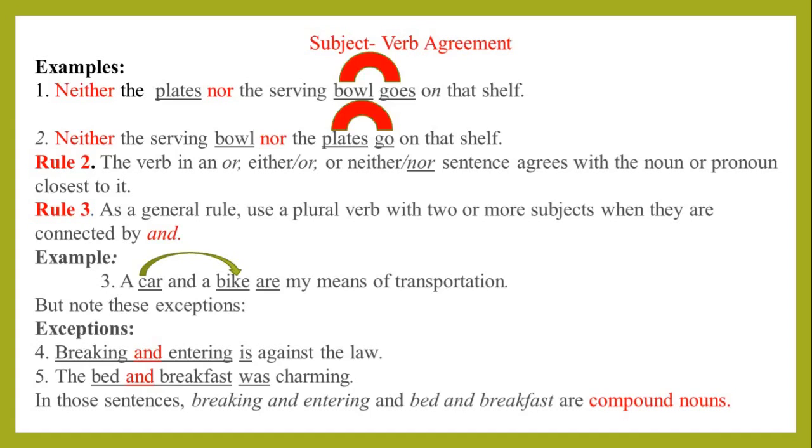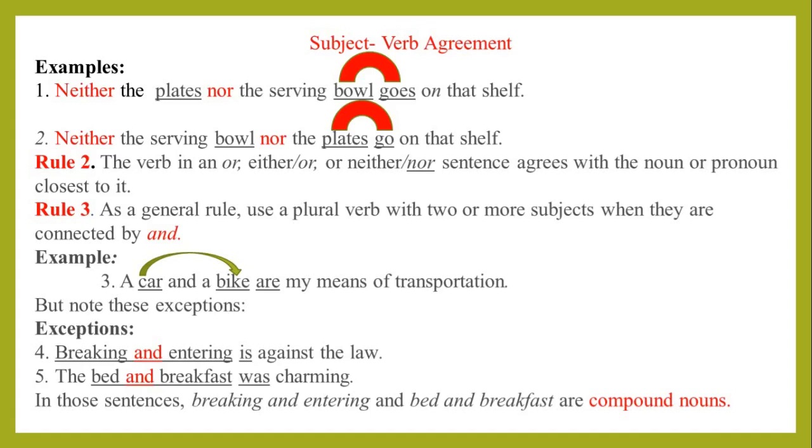So to determine whether the verb should be singular or plural, we observe the second subject or the closest subject. Rule third, as a general rule, use a plural verb with two or more subjects when they are connected by and. In the example third, a car and a bike are my means of transportation. So there are two different subjects, a car and a bike. So we need a plural verb, but there are some exceptions too.